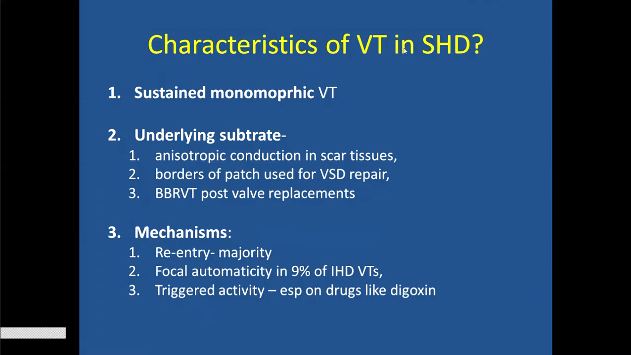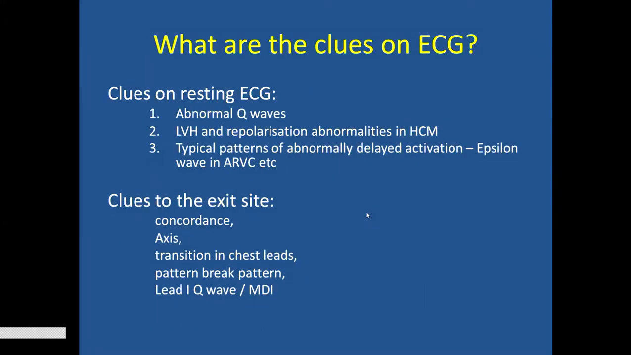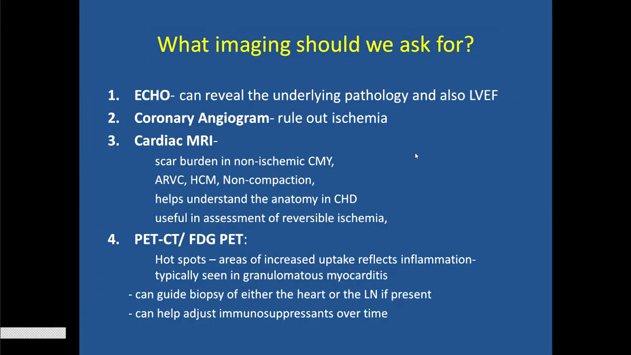And the mechanism in structural heart disease is predominantly re-entry, and focal automaticity is also seen, but in a small percentage of ischemic cardiovascular patients. And suppose a patient is on digoxin, etc., triggered activity is also a cause of ventricular arrhythmia. So there are some clues on resting ECG I've already alluded to. I'll not touch upon this again.